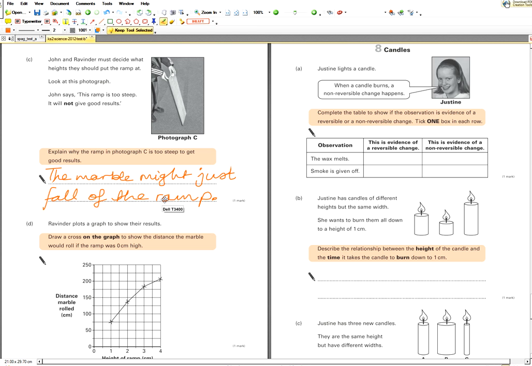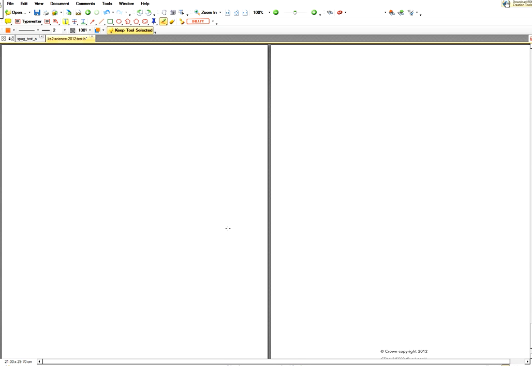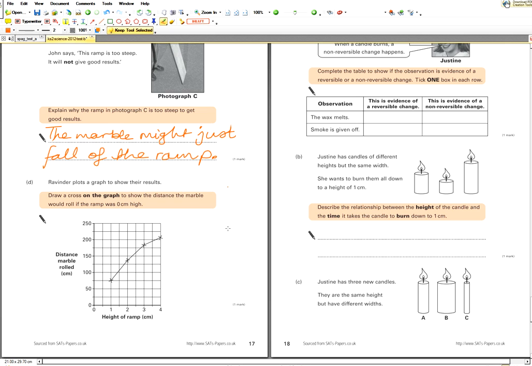Next question. Ravinder. After this question, Ravinder plots a graph to show the results. Draw a cross on the graph to show the distance the marble would roll if the ramp was 0 centimeters high. So where would it be? Maybe flat. If it's 0 centimeters high, the marble would be at 0, 0.